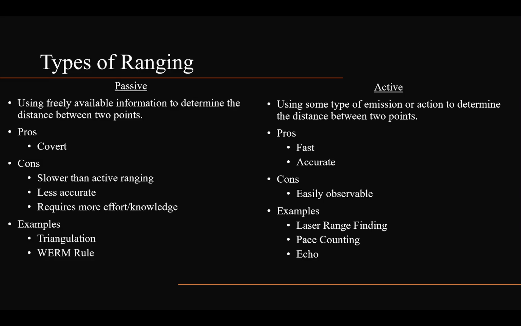Pros with passive ranging: it's typically more covert and less observable than active ranging, depending on the method used. However, it tends to, as a whole, be much slower than active ranging, and less accurate because it's predicated on a human carrying it out correctly, who also knows how to do it, and is actually carrying it out, and expending more effort. Whereas active ranging as a whole tends to be faster, more accurate, but has the huge con of being much more easily observable.